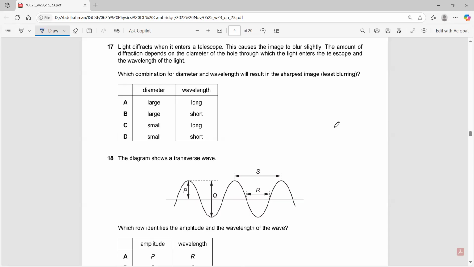This blurring is due to the diffraction, right? So I need the least blurring or the least diffraction. What should I do to the diameter of this telescope? I need to increase it. Think about it as a gap. You should increase the width of this gap. What about the wavelength? You should have a shorter wavelength: larger diameter and a shorter wavelength.